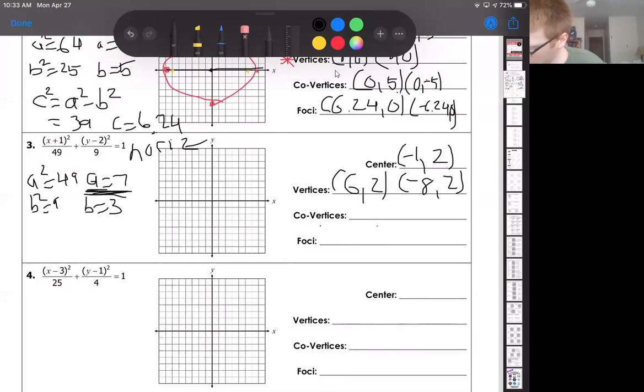Since our a value was 7, we're adding or subtracting that to our x value here. Since our b is 3, we're going to add or subtract that from our y value, because it's a horizontal ellipse. So for our co-vertices, you keep the same x value from the original, but we're going to add 3 to get 5. And then we're going to do the same thing: subtract 3 from 2, so that would be -1. So we can graph these points. -1, 2 would be here. That would be my center. 6, 2 would be here.